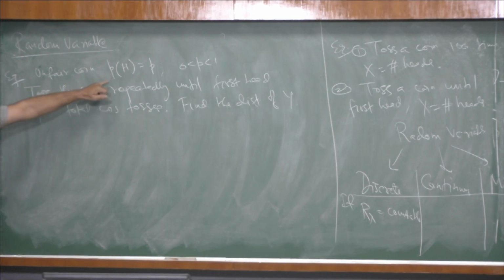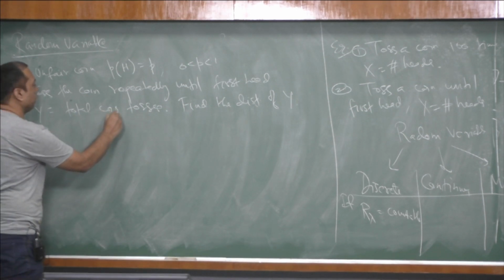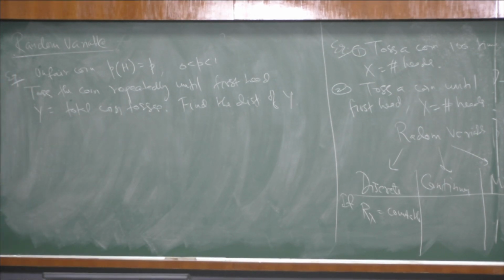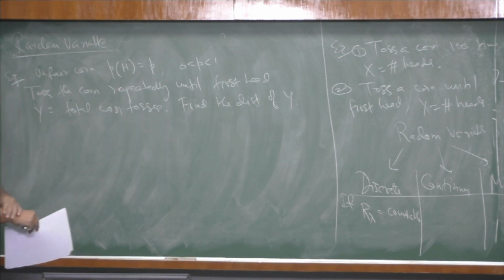So this is an unfair coin with probability p, and we toss the coin repeatedly until we observe the first head. Y is the total number of coin tosses that you need until you get the first head. So Y could be 1, if you get the head in the first toss itself, or you may get it in the second one.